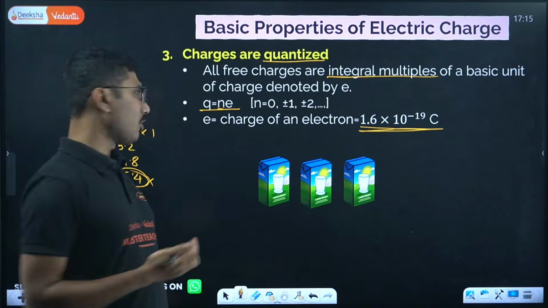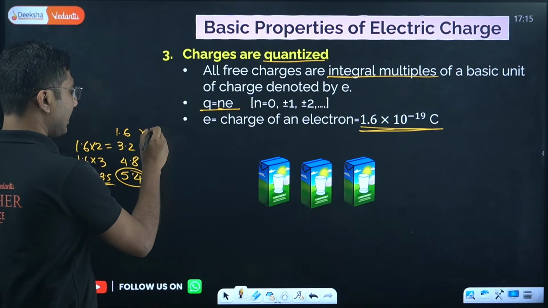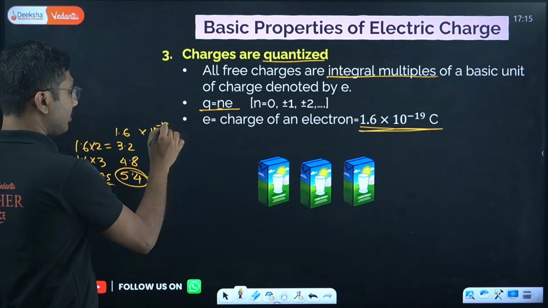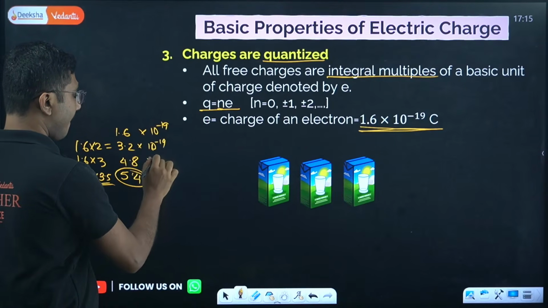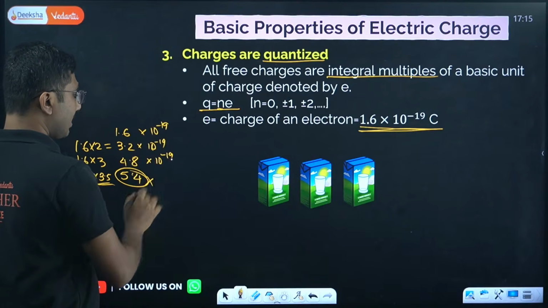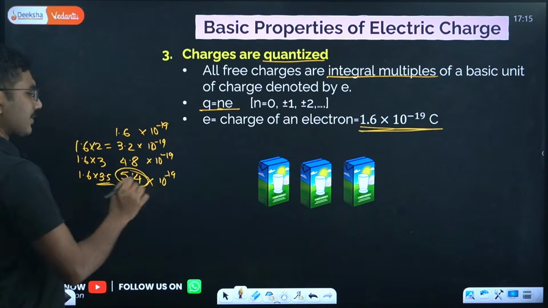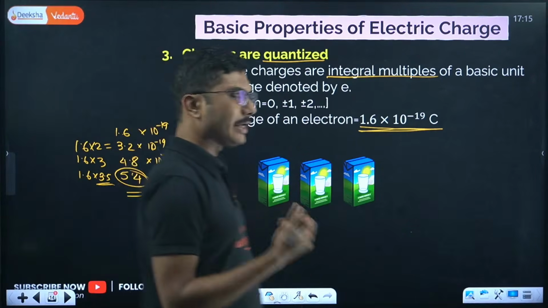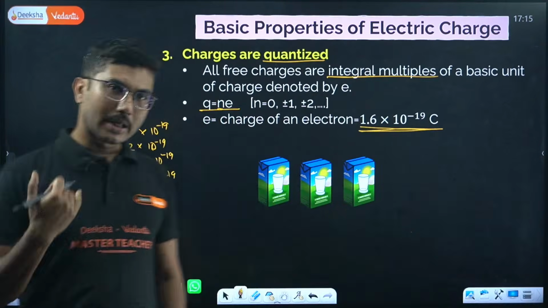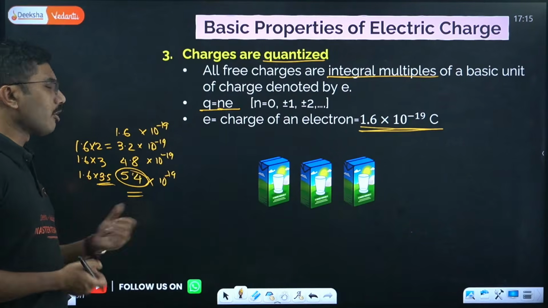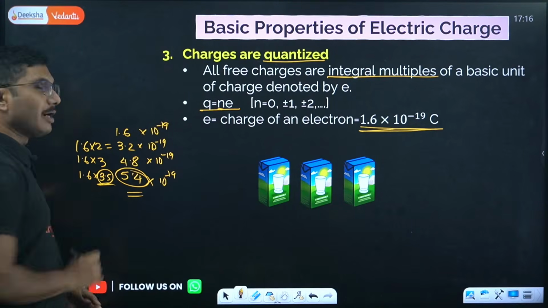So make sure all of them have 10^-19 multiplied. But this factor is not coming out as an integer, so that means this is not possible. Be careful, such easy questions might come, and if you are not careful you will lose marks. All of them look possible but are not, because this factor is a decimal number.